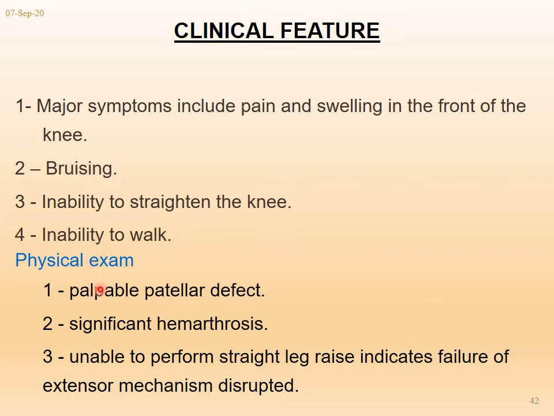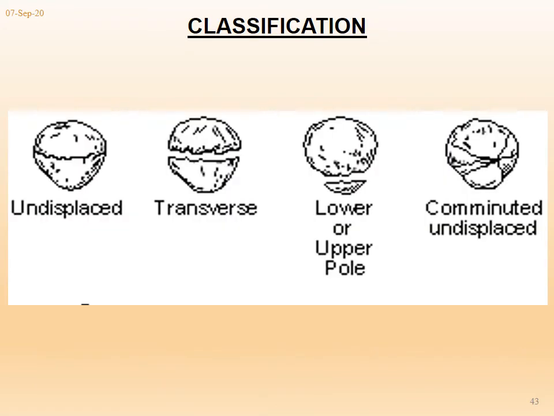Physical examination: a palpable patella defect, because the patella is a very superficial subcutaneous bone. So if we touch this part, you can palpate the patella defect or fracture defect. Significant hemarthrosis, because blood collects inside the knee joint. The knee joint is very much swollen, and being unable to perform a straight leg raise indicates failure of the extensor mechanism. This has been disrupted.